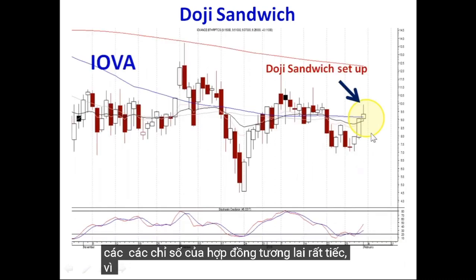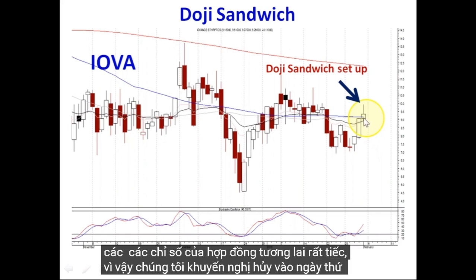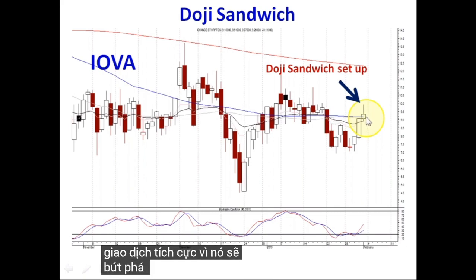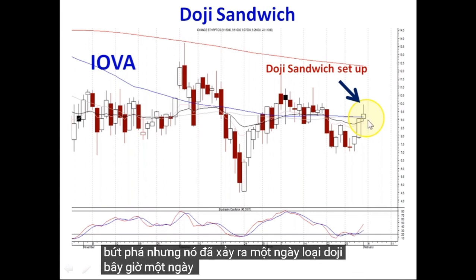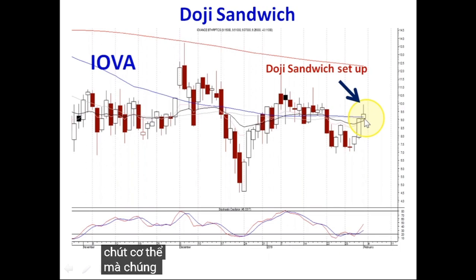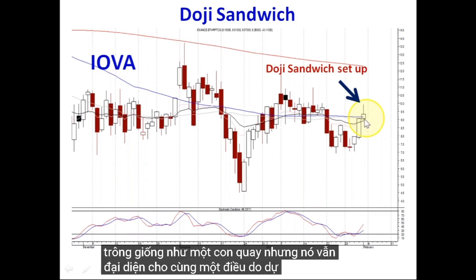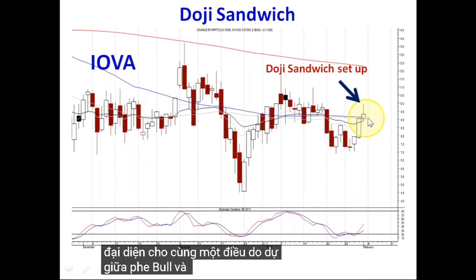So we recommended IOVA on Friday if it traded positive because it would be breaking out. But it did a doji type day. Now, a doji type day could be with a little bit of a body. That's actually what we call a spinning top because it looks like a spinning top, but it still represents the same thing, indecision between the bulls and the bears.